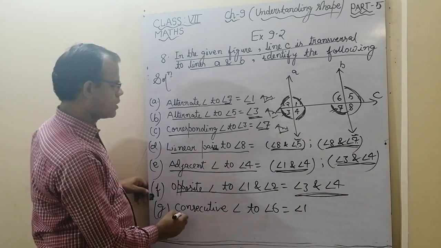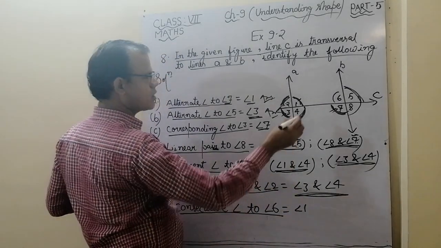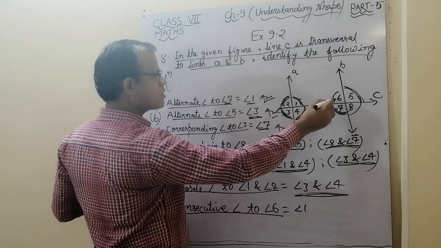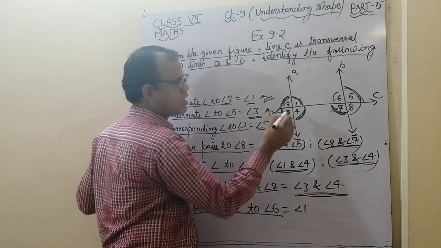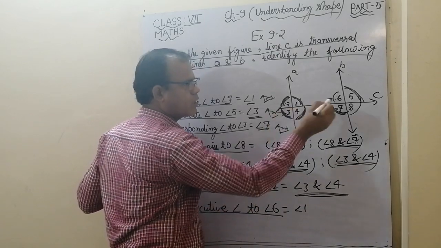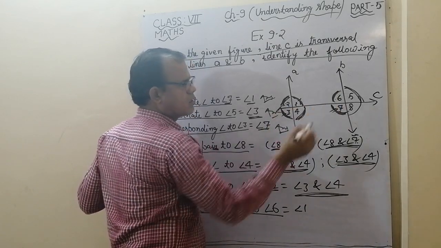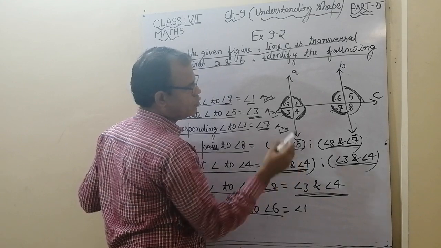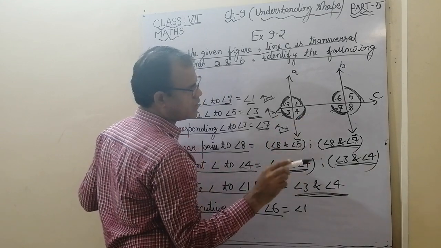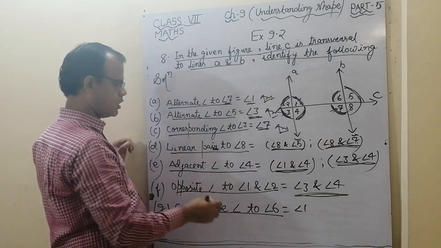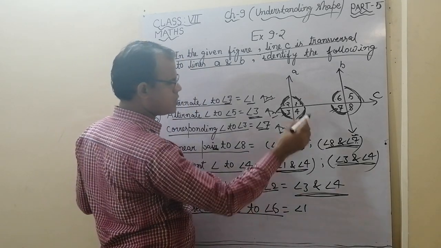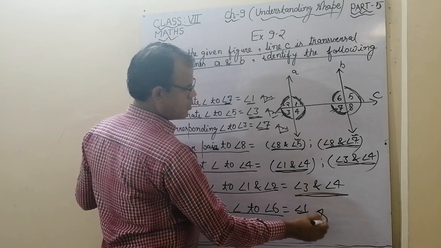And last, consecutive angles of angle 6. This is angle 6 and its consecutive angles, meaning angles on the same side of the transversal, that is angle 1 plus angle 6. The value of angle 1 plus angle 6 is 180 degrees. It is also known as co-interior angles. So the consecutive angle of angle 6 is angle 1. Okay student?